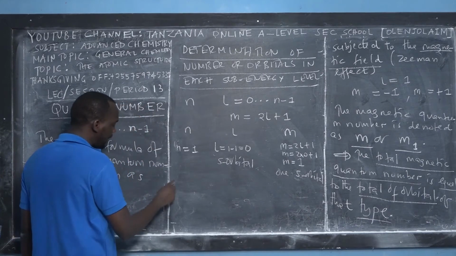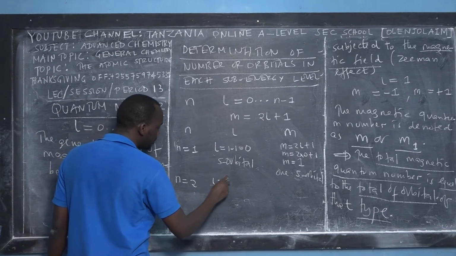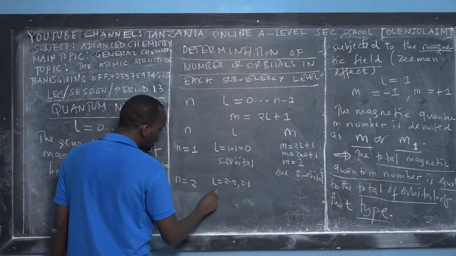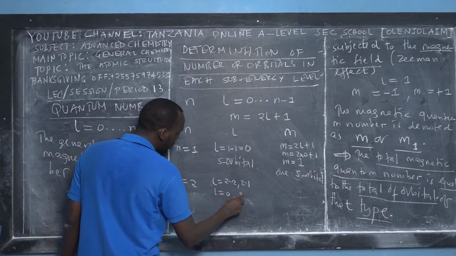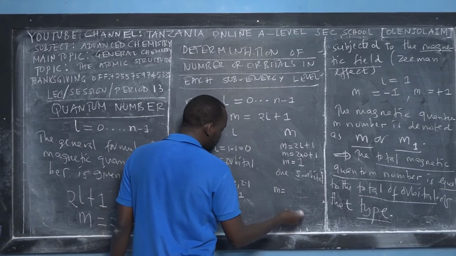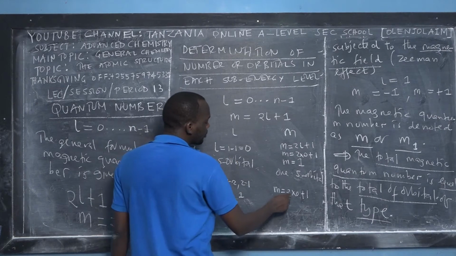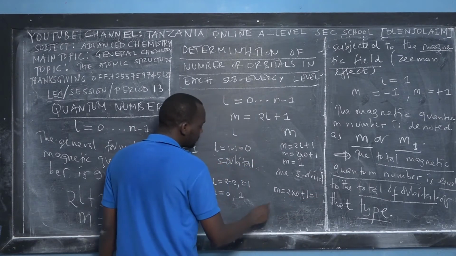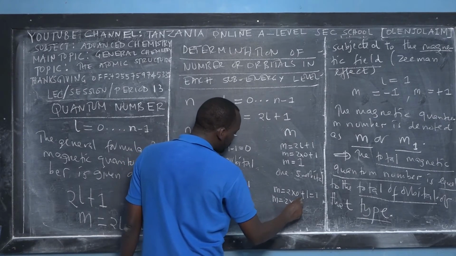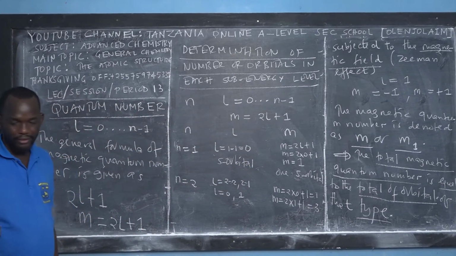So here we have only one S orbital. Again, suppose that the principal quantum number is equal to 2. So L is equal to what? 2 minus 1. This means that L is equal to 0 or L is equal to 1. For the magnetic quantum number, when L is equal to 0, it is twice 0 plus 1, which is equal to 1. Then when L is equal to 1, m is 2 times 1 plus 1, which is equal to 3.